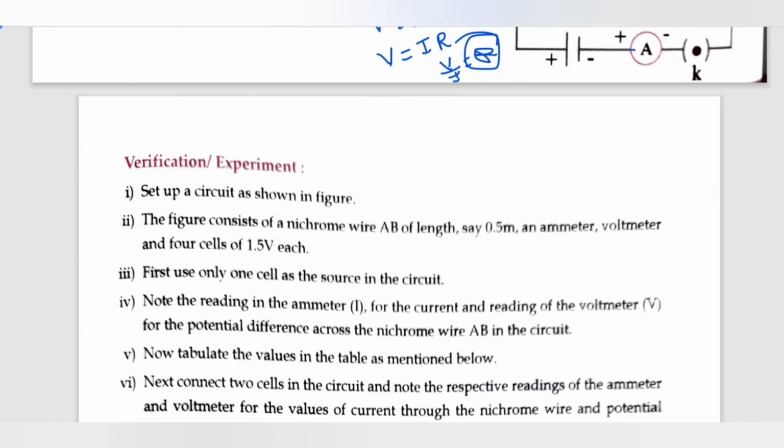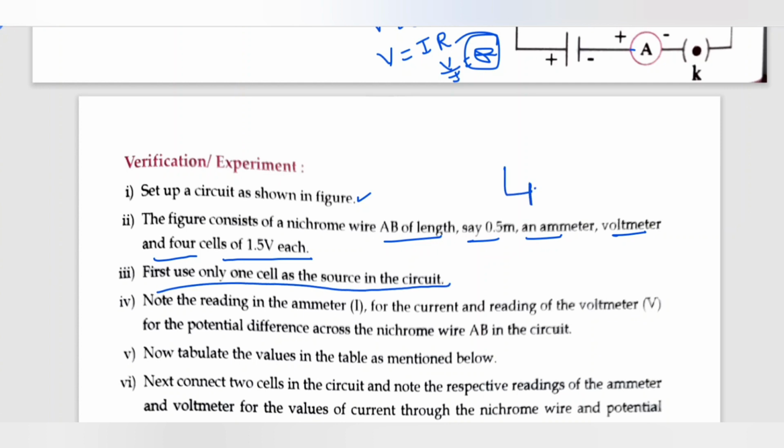Set up a circuit as shown in the figure. The figure consists of a nichrome wire of length AB, say 0.5 meter, an ammeter, voltmeter, and 4 cells of 1.5 volt each. First use only one cell as the source in the circuit. So we are taking a nichrome wire of length 0.5 meters, battery, ammeter, plug key, and voltmeter.